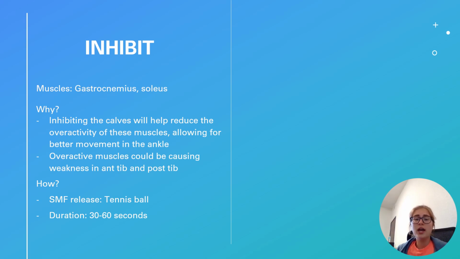So based on this, though, we did want to inhibit the gastrocnemius and soleus because we did see overactivity of them. This intensity of overactivity could be causing a weakness in the anterior tibialis and posterior tibialis. So we just wanted to inhibit these and allow some better movement for the ankle. And so we did this through self-myofascial release with a tennis ball to get into the calf and make sure that tissue was getting loosened up. We did it for 30 to 60 seconds. And so, yeah, let's look at that.